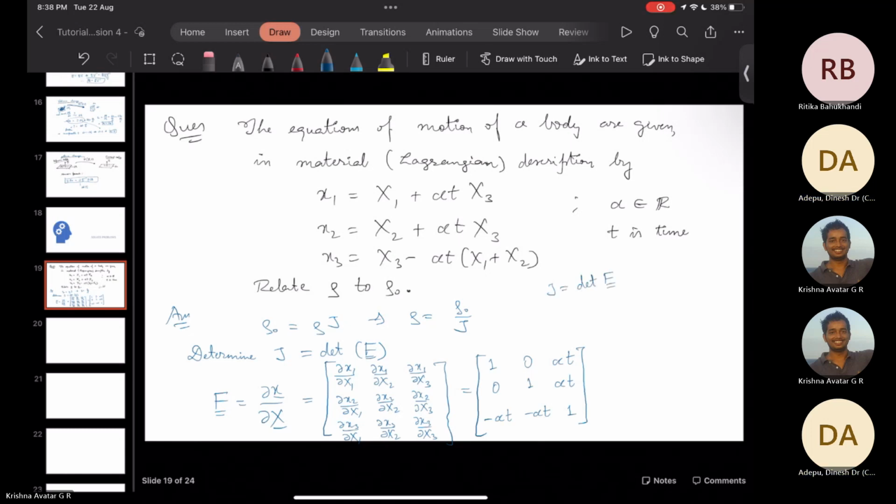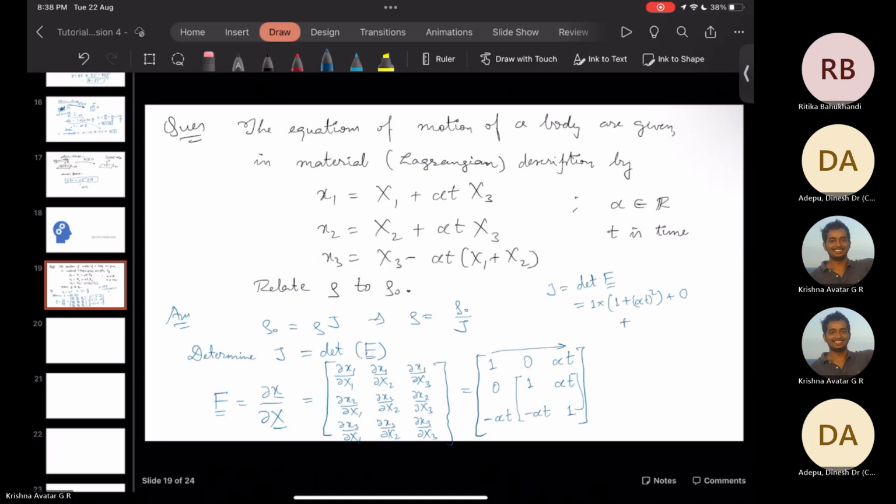Determinant of F. Let's expand along the first row. These are the small submatrices that we use. So it's 1 into (1 minus minus alpha t into alpha t), so it's 1 plus alpha squared t squared. We don't need to do that for the second element because even if you find the principal minor, it will still get multiplied with 0, so we'll leave it at 0.